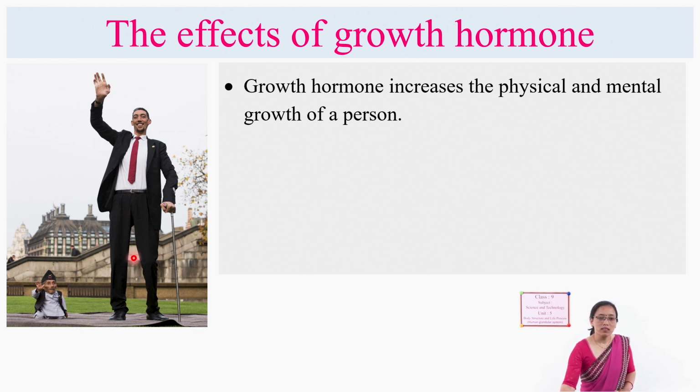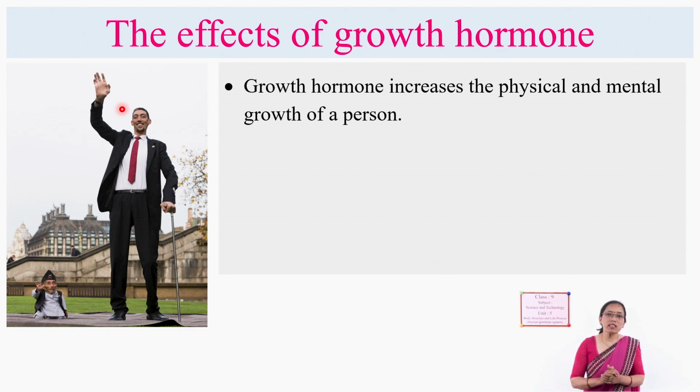Can you imagine? Some people are this tall and some are very small. See, this shortest man is below the knee of this person. Yeah, very small, and he is very tall. How does this happen? Some are very tall, some are very short. How? See, the pituitary gland secretes growth hormone. If growth hormone is secreted in a balanced amount, then there is good physical growth, mental growth, and the person will be fit and fine.